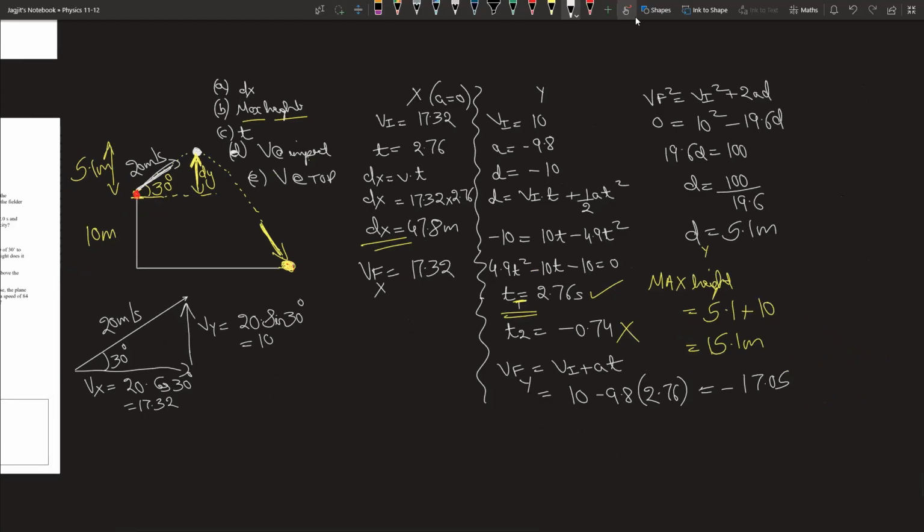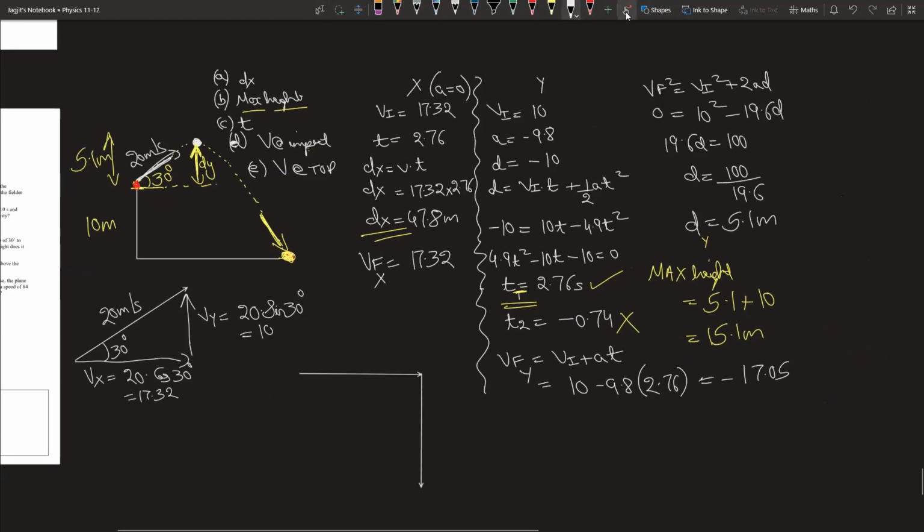So we need to draw another triangle with those ratios. So we draw my X, which is positive. And then I'll have to draw my Y, which is negative. So x is positive, y is negative. How much is my x component? It's 17.32. How much is my y component? It's minus 17.05. We're going to find this hypotenuse, and we're going to find this angle right here.